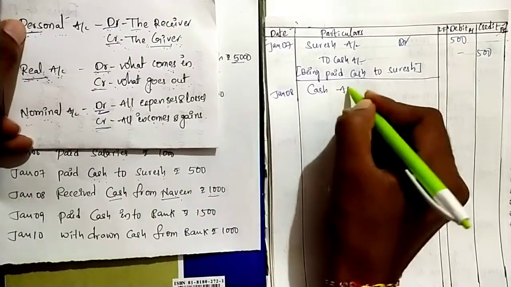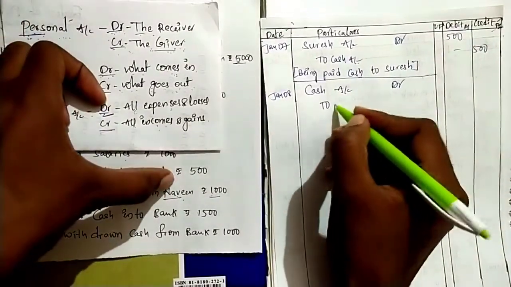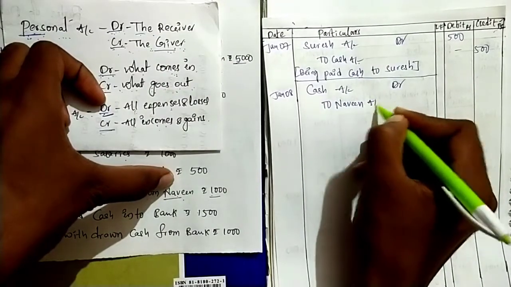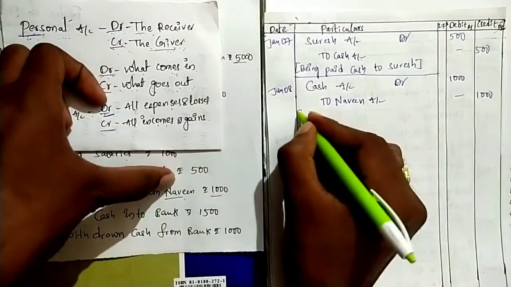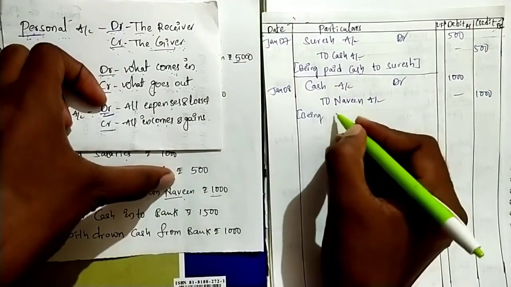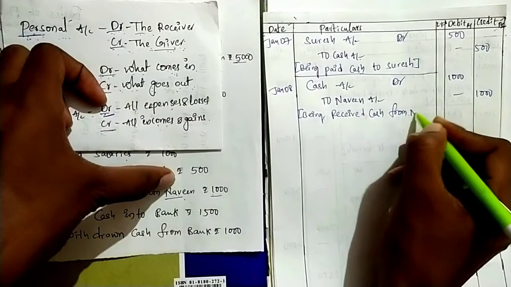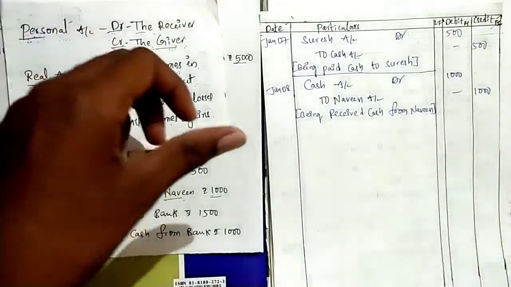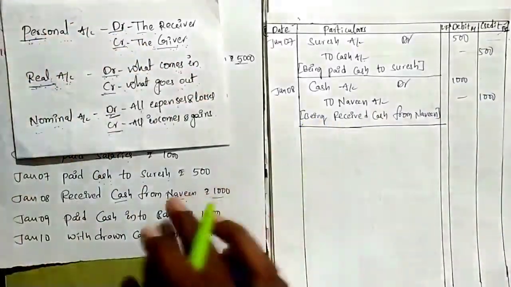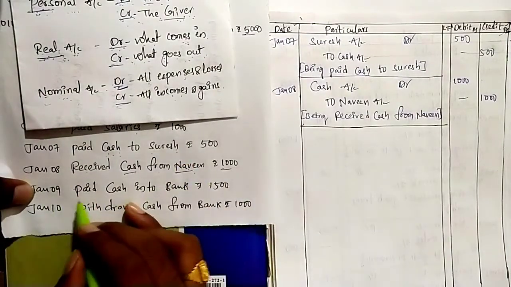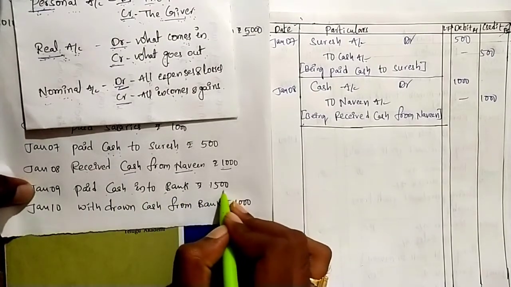That's it. See this, first debit account, cash account debtor to who is giving? Naveen. Naveen account rupees of 1000. Next 1000. That's it. See this narration, being received cash from Naveen. Okay, that's it. Next, coming to 9th, January 9th, paid cash into bank. Right, paid cash into bank, rupees of 1500.